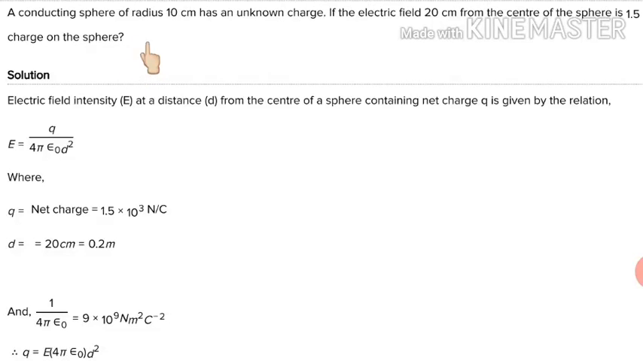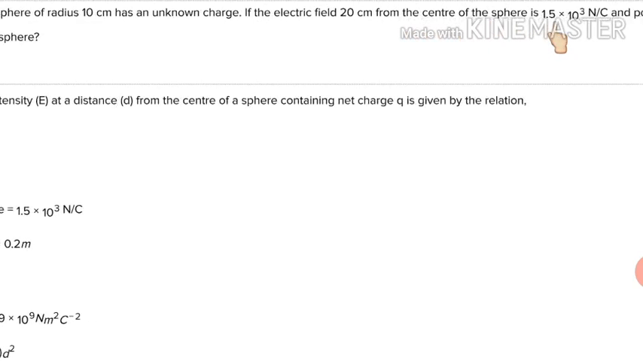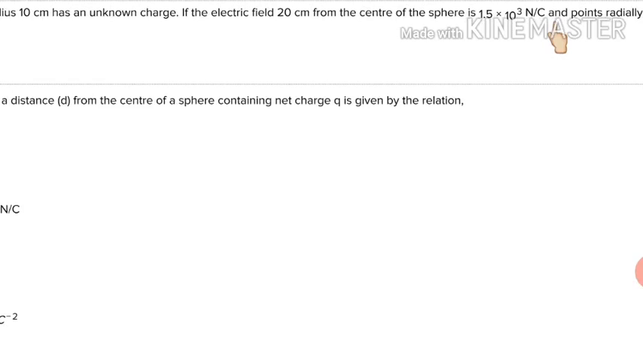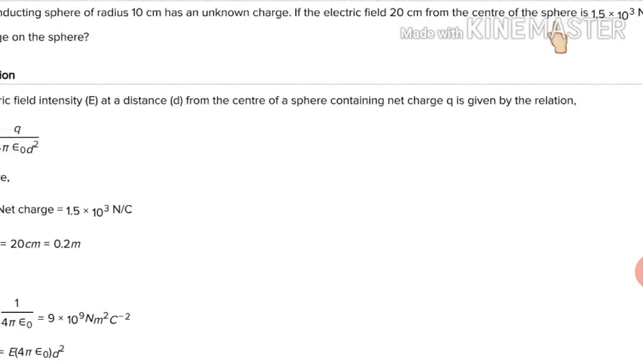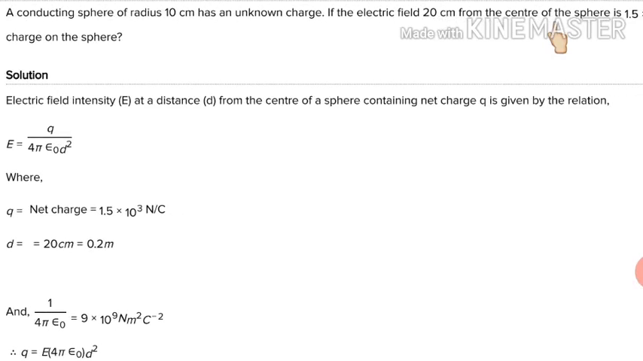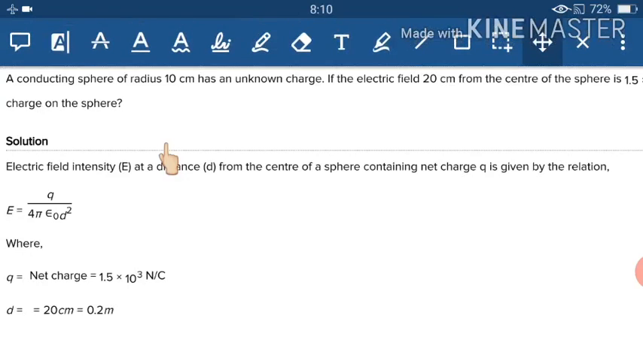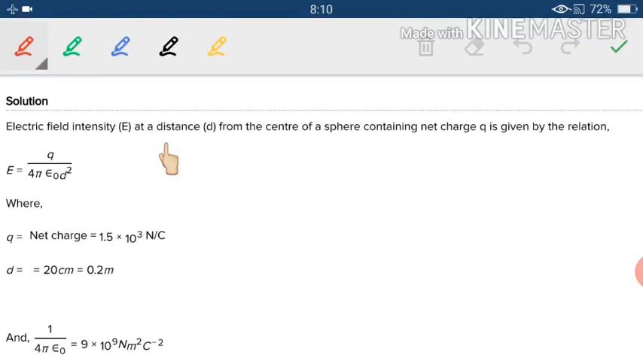Next question is, a conducting sphere of radius 10 centimeter has an unknown charge. So a conducting sphere is there. If the electric field 20 centimeter from the center of the sphere is 1.5 into 10 to the power 3 Newton per coulomb and points radially inward, what is the net charge on the sphere? Okay, fine. So we are supposed to calculate the net charge. We should have a diagram for this particular question. The diagram will be like this.